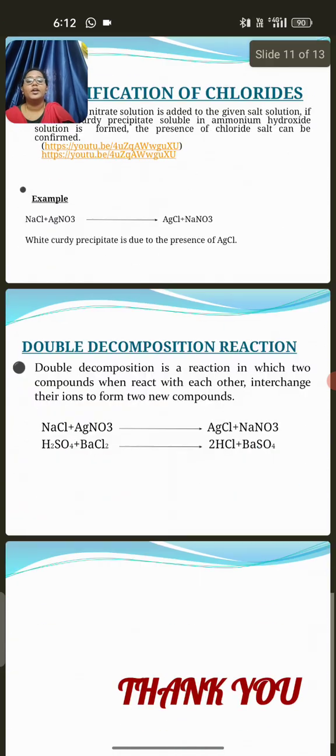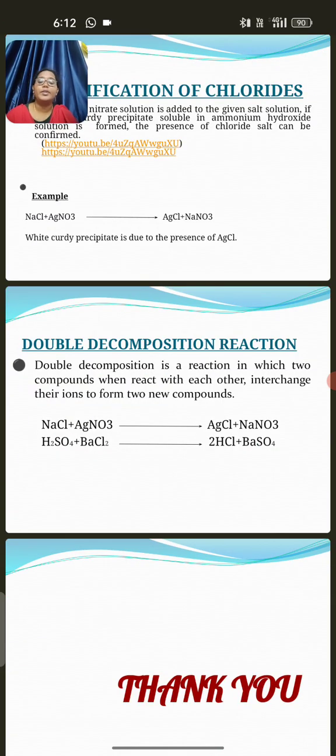Then finally, double decomposition reaction. Double decomposition is a reaction in which two compounds, when they react with each other, interchange their ions to form two new compounds. For example, sodium chloride plus AgNO3 gives AgCl plus NaNO3. H2SO4 plus BaCl2 gives 2HCl plus BaSO4.